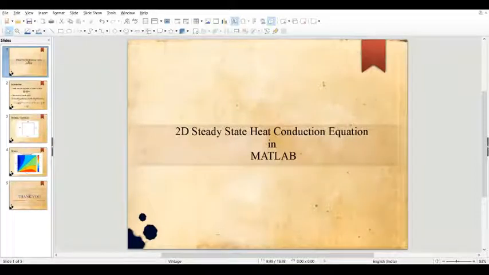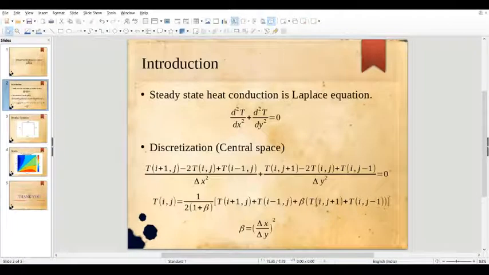Hi everyone, now I'm going to explain the 2D heat conduction equation in MATLAB. The steady state heat conduction is Laplace in nature, which is d squared T over dx squared plus d squared T over dy squared equals 0.